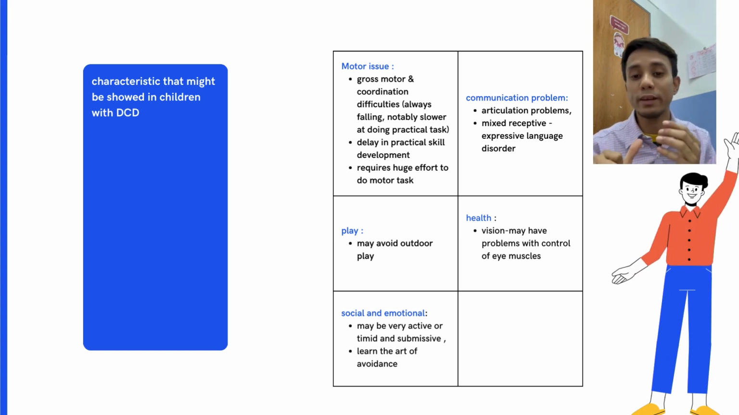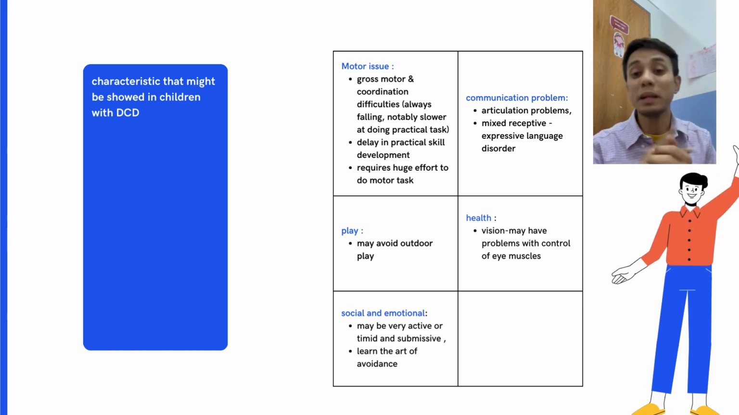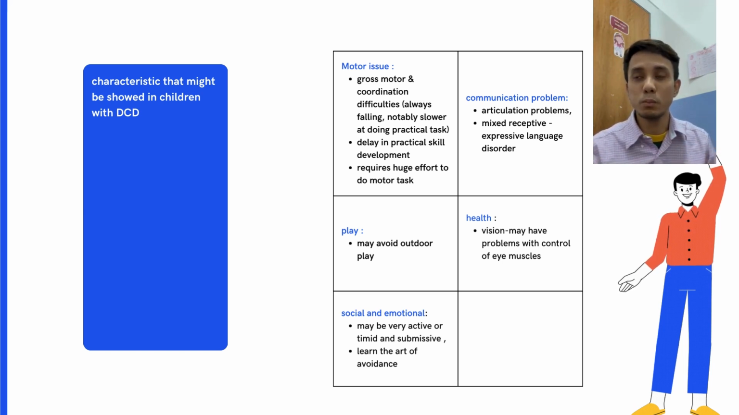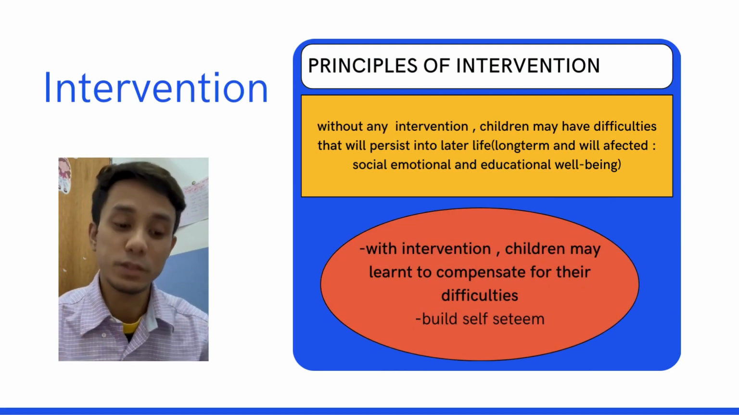So this is the characteristic that we can see from these 5 issues in children with developmental coordination disorder: the motor part, the communication part, the health part, the social and emotional part, and the play part. They try to avoid all those things that require motor coordination skills, fine motor skills or gross motor skills.